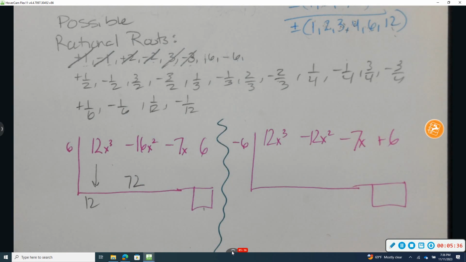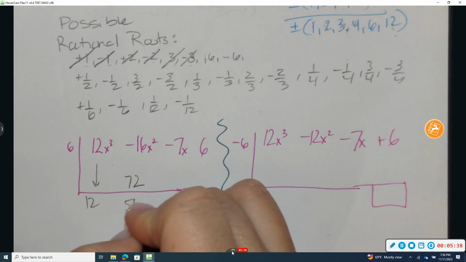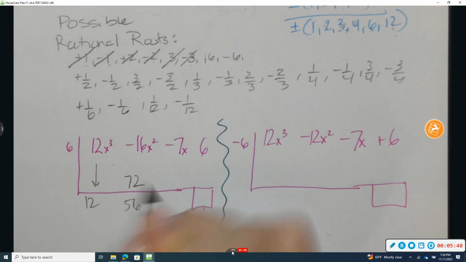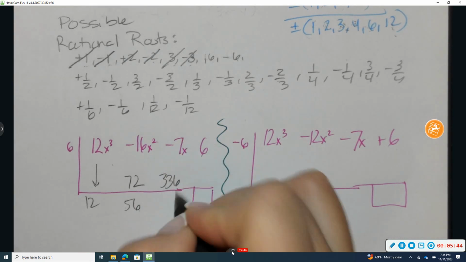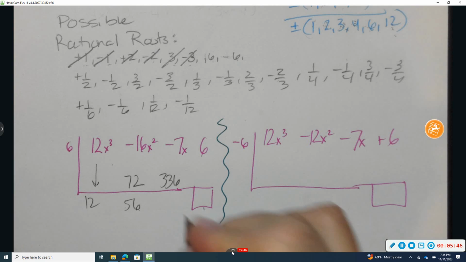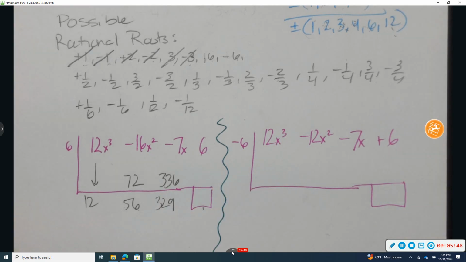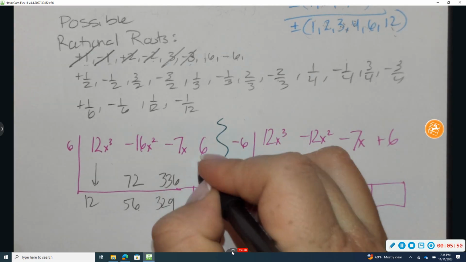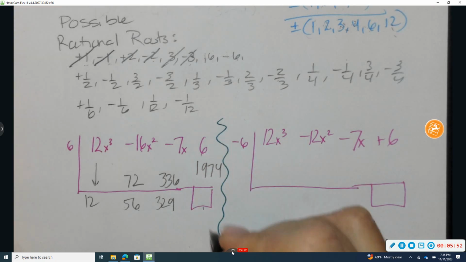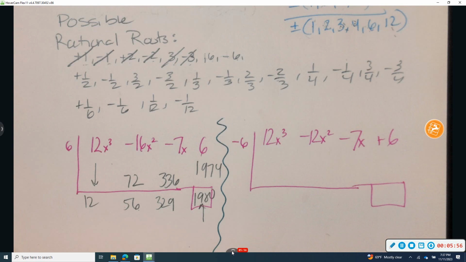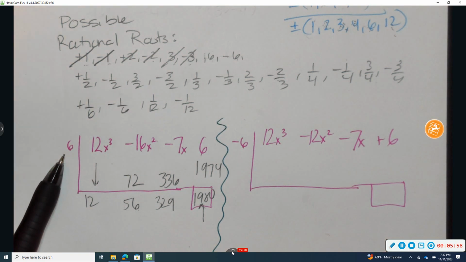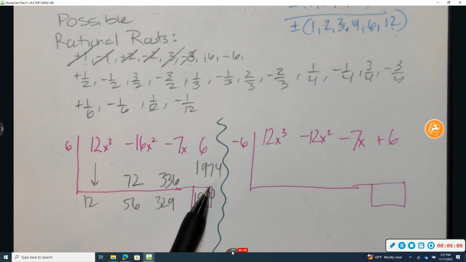Now 72 minus 16, they're different signs. I'm going to subtract them, keeping the sign of the larger number. 56 times 6 is 336. But then I have to subtract 7 to end up with 329. 329 times 6. Okay, and I can stop. I don't need to continue to add this. And the reason for it is that all I'm looking for is which number, when I test it, produces an output value of 0. Because if it produces an output value of 0, it is in fact a solution.